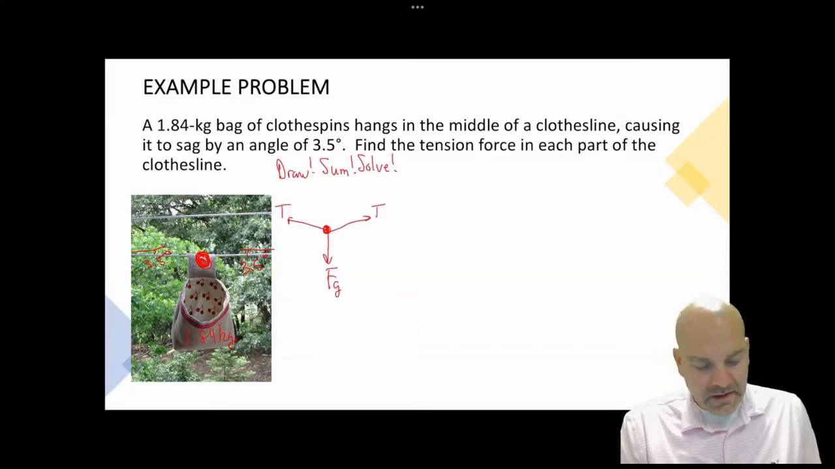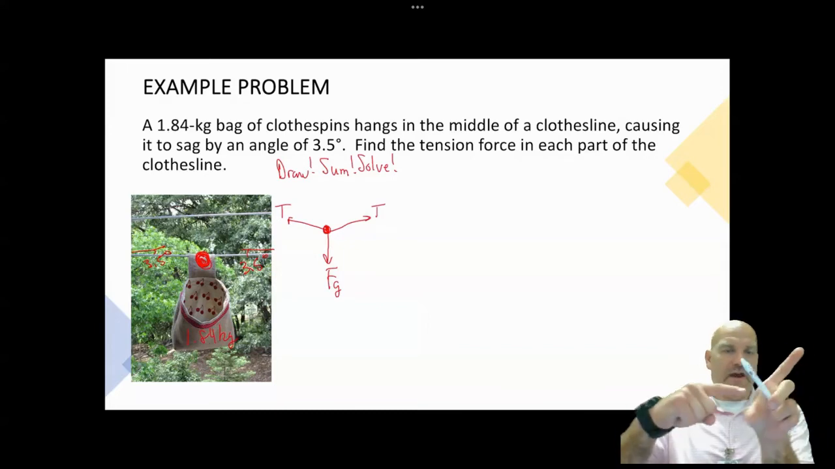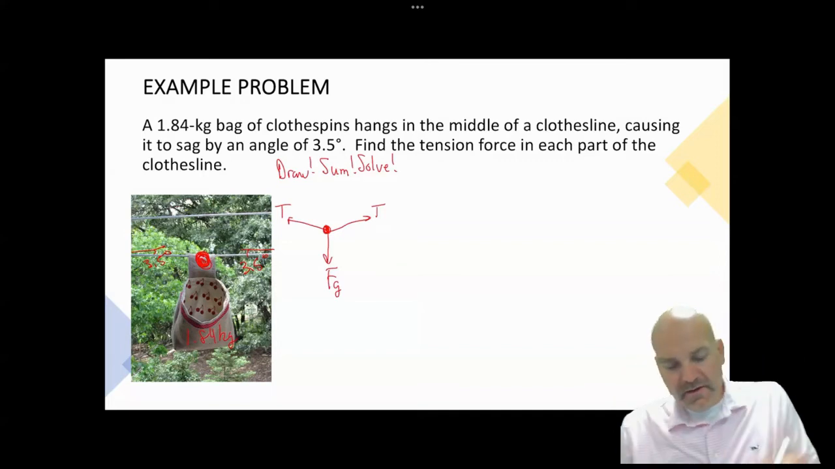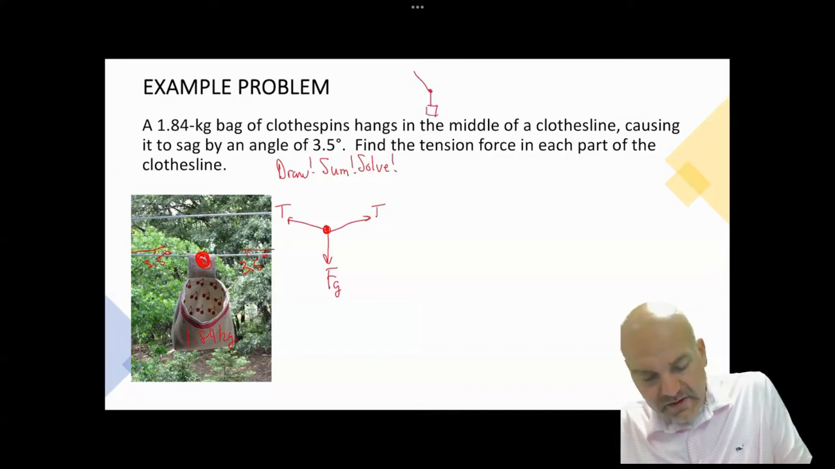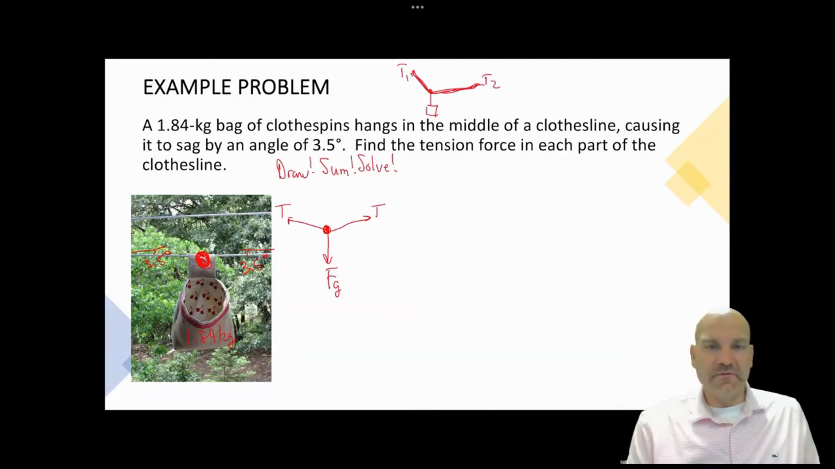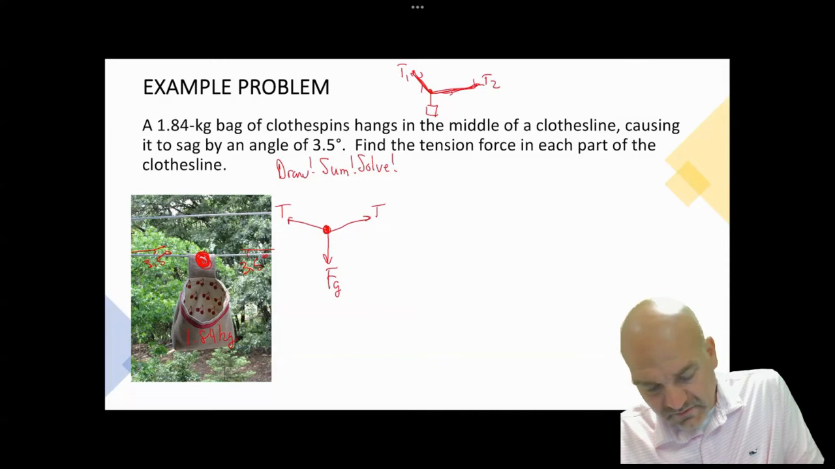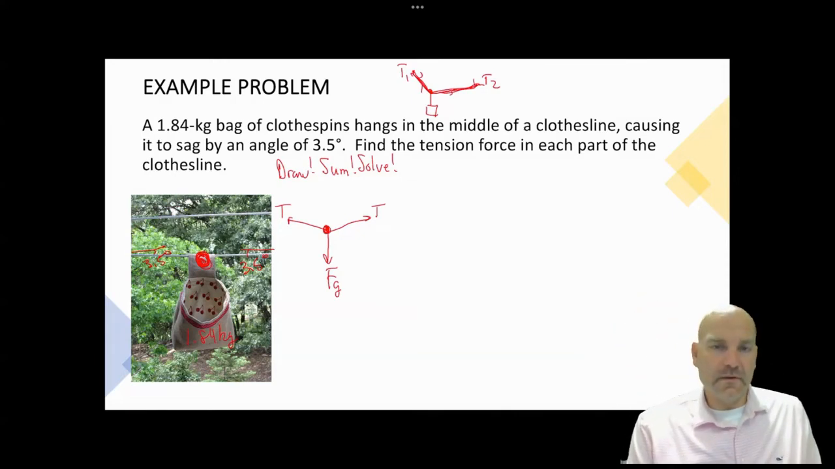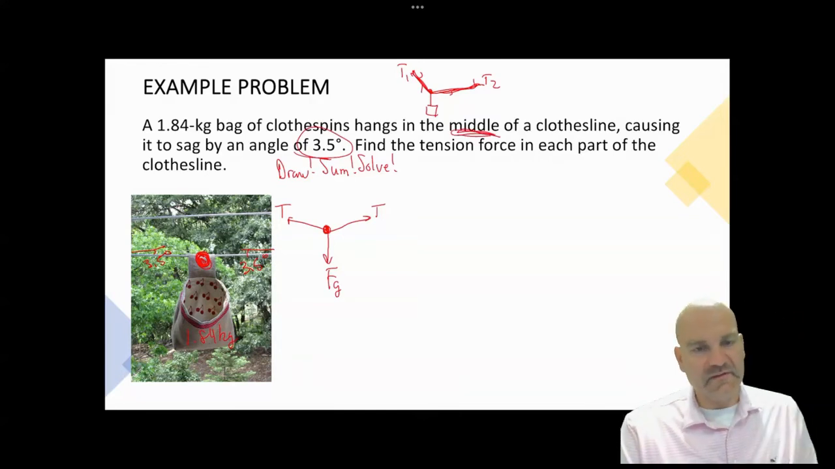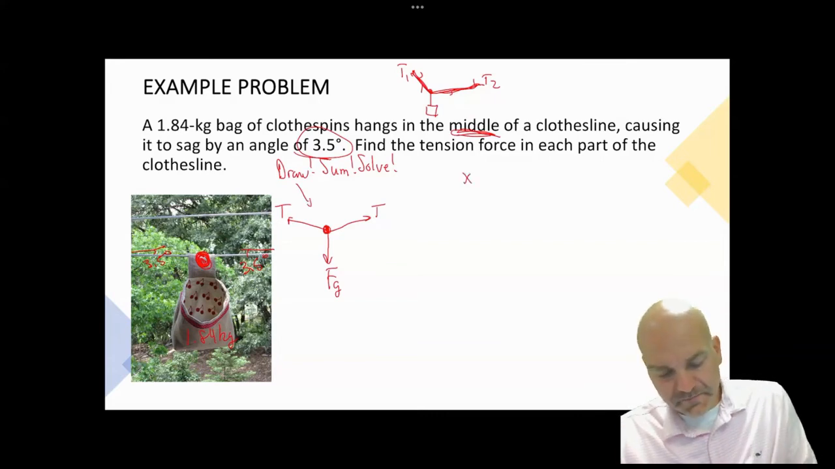The only time they won't be equal is if the angle differs. So if I have one string going like this and one going like that, where the angle is definitely different, now you'd have to separate this into T1 and T2, because these angles are going to be different. In this case, it's telling us it's going to make an angle of 3.5 degrees. And this idea of middle means when I put it there, it's going to hang down nice and evenly. So there's our draw step.